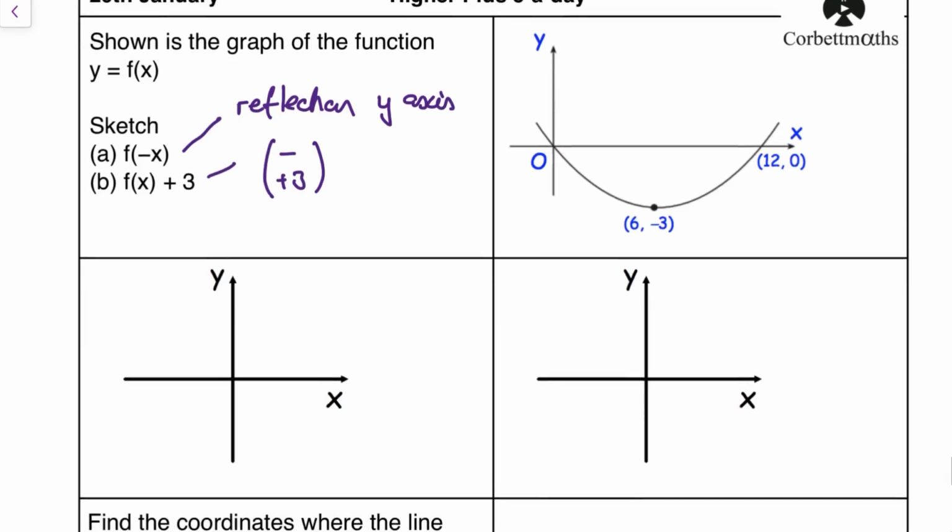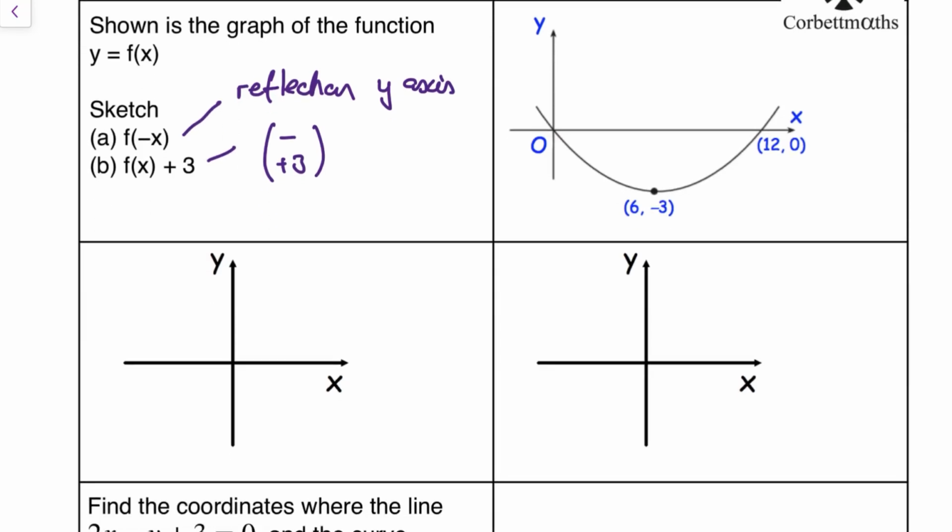So let's do these to this graph here. So this first one, my 12 becomes a minus 12. No, I go through 0, 0. So in other words, I'm going to get something that looks like this. It goes through minus 12. 6, 3 becomes minus 6, minus 3. And 0, 0, or 0 times minus 1 is still 0, so that stays as 0, 0. First bit done. The second one, I'm moving the whole graph up by 3.